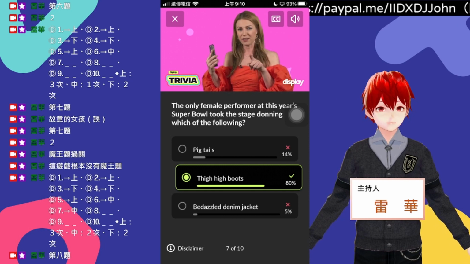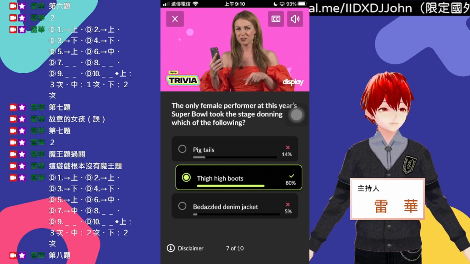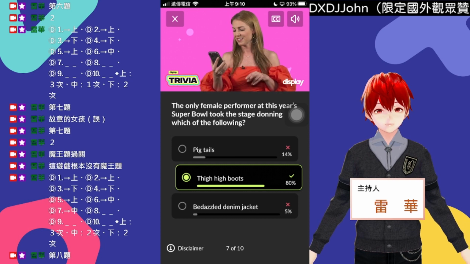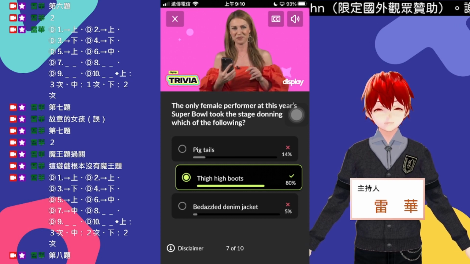If you were listening though, I already said her name. Ms. Blige, she was rocking the thigh-high boots. 80% of you got that.